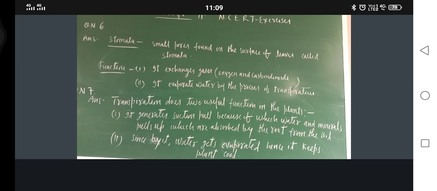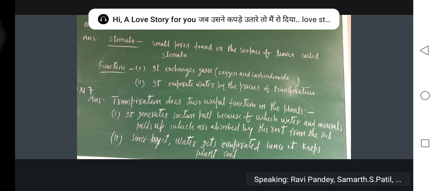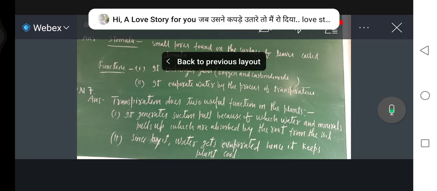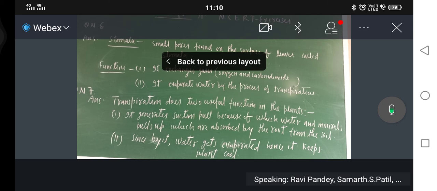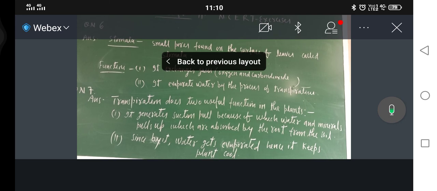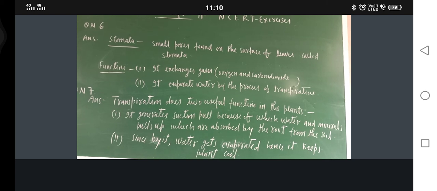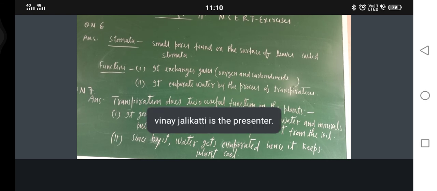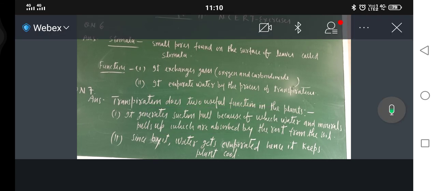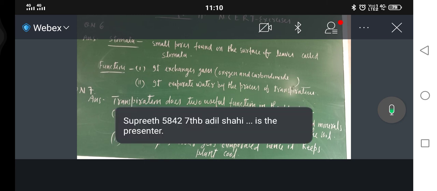Sir, which blood component is liquid and contains 90% water? Plasma. Tomorrow I will teach, blood has two components, plasma and corpuscles. Plasma is the liquid part and corpuscles are the cells: RBC, WBC and blood platelets.